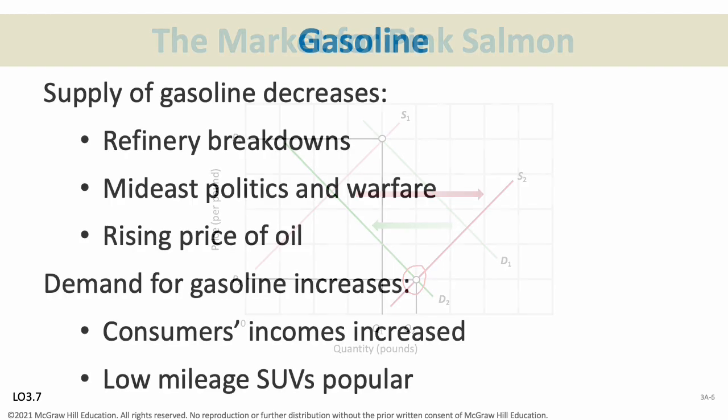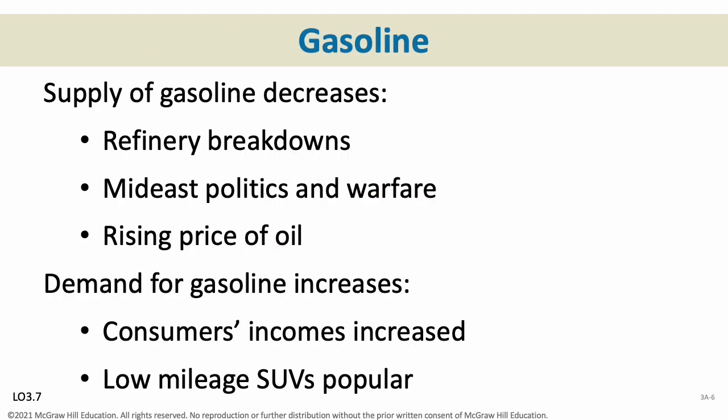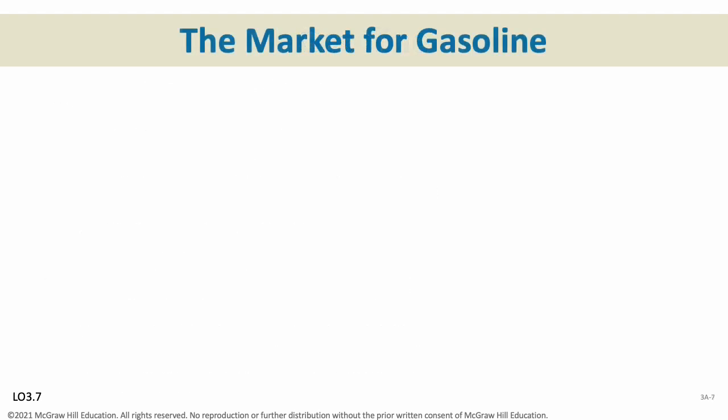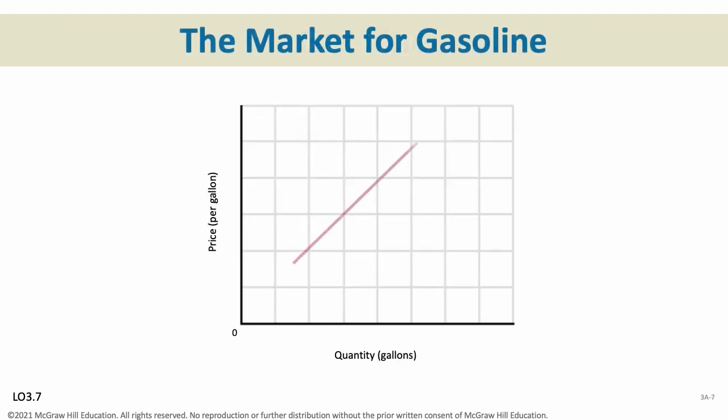Now we can look at gasoline as well. So let's say the supply of gasoline goes down, and we saw this last summer. So it could be from refinery breakdowns or politics in places like the Mideast or oil-producing nations, rising oil prices. But you could also get an increase in demand. So summer driving season, better incomes, low-mileage trucks and SUVs become more popular. And as a consequence, we wind up in this situation.